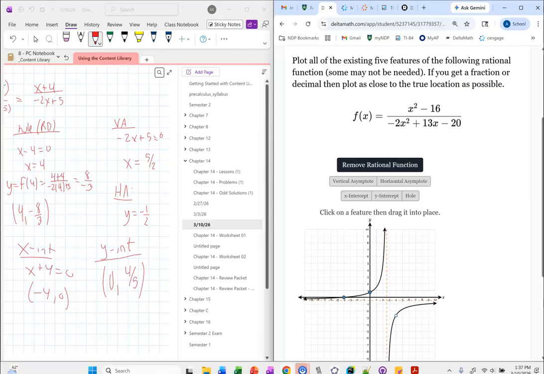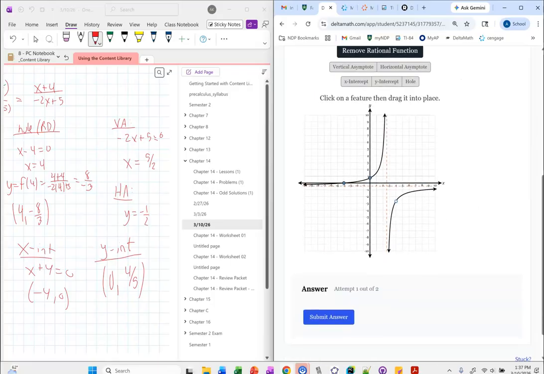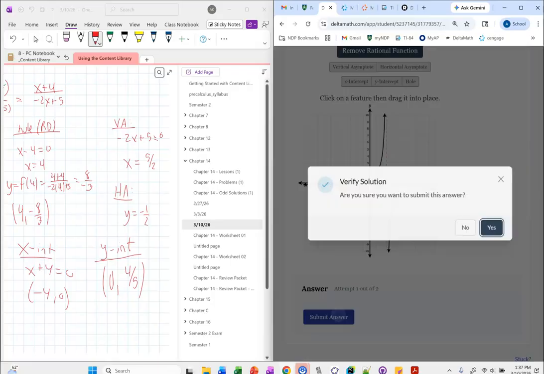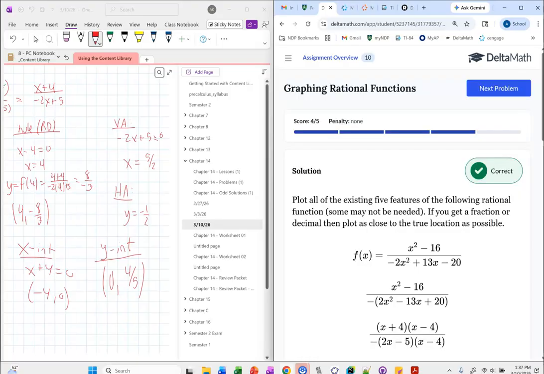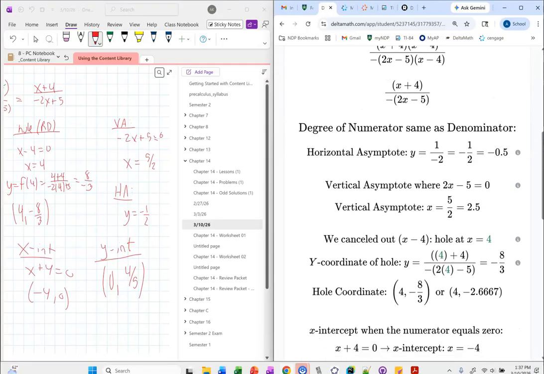Now it's passing through all my points, right? It's following all my asymptotes. So I think this should be good. That's going to be my final check. All these things are decimals, so I have to be a little bit careful where I'm placing them. But as long as I feel like I'm close and I do the plot, it catches them, which it looks like it does. I think I should be okay. Hit submit, and it took it.